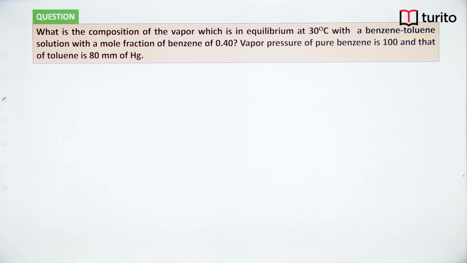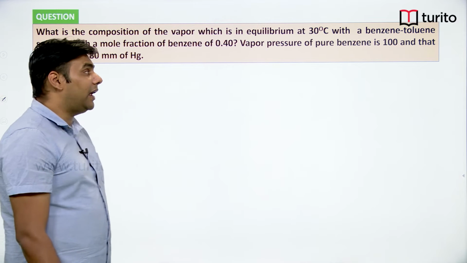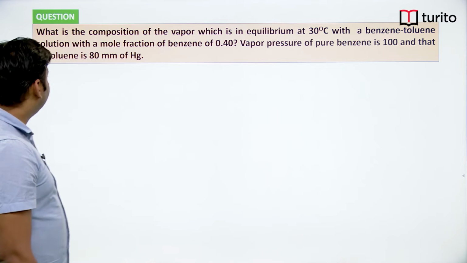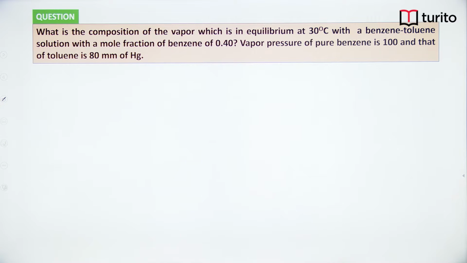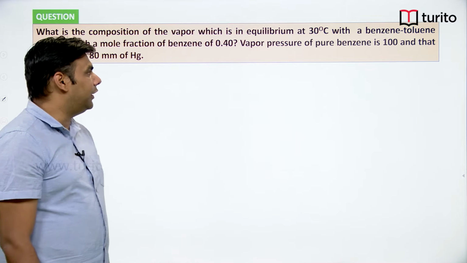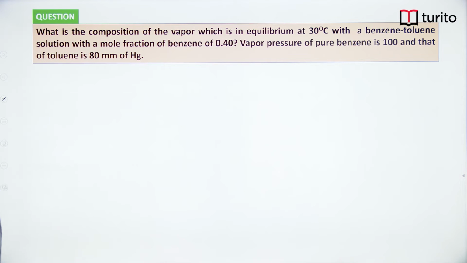Now this question says: what is the composition of the vapor which is in equilibrium at 30 degrees Celsius with a benzene-toluene solution with a mole fraction of benzene as 0.4, where the pressure of pure benzene is 100 and that of toluene is 80. Okay, so this is again a very simple question.